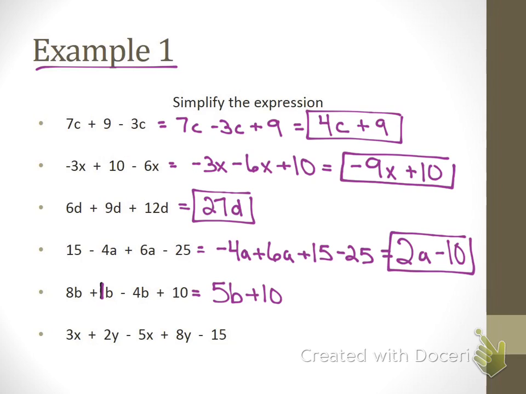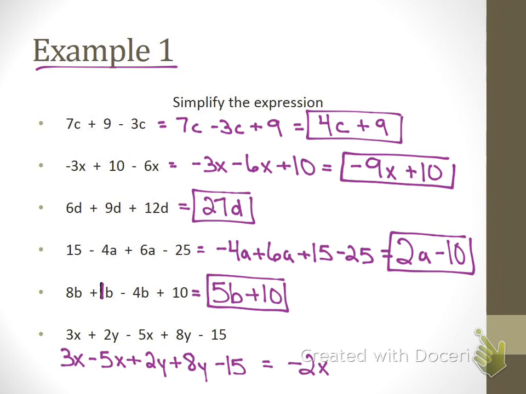So I want you to group your x's together, group your y's together, and then your numbers, and then combine your like terms where you can. So we matched up our x's, we put those together, our y's together, and then our number. What's 3x minus 5x? Negative 2x. What's 2y plus 8y? 10y. And then can I combine negative 15 with anything? No. There's no other numbers. That's my answer. Who got it? Good.